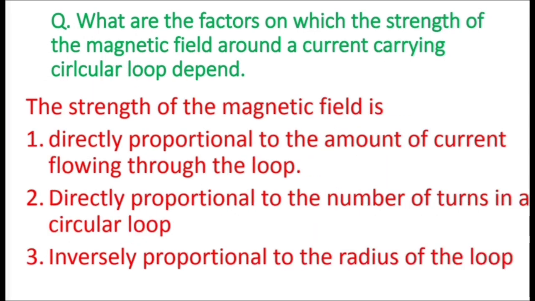What are the factors on which the strength of the magnetic field around a current carrying circular loop depends? The second type of current carrying conductor we are learning is the circular one. Here also the two points are the same. It is directly proportional to the amount of current flowing through the loop, like the previous case, and also directly proportional to the number of turns in the circular loop.